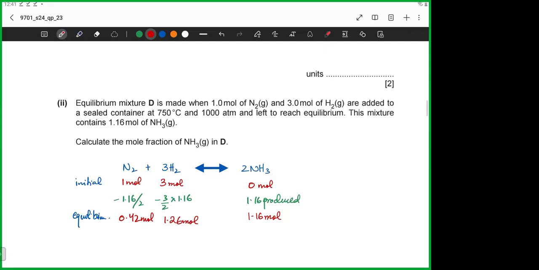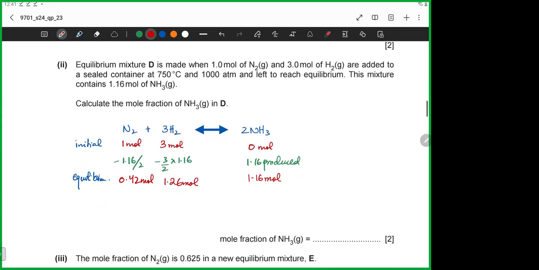Now, what is he asking? Calculate the mole fraction of NH3. So now you have to calculate the mole fraction. You've got your equilibrium moles now. That's easy, because it's just 1.16 divided by the total moles. So what do we get?